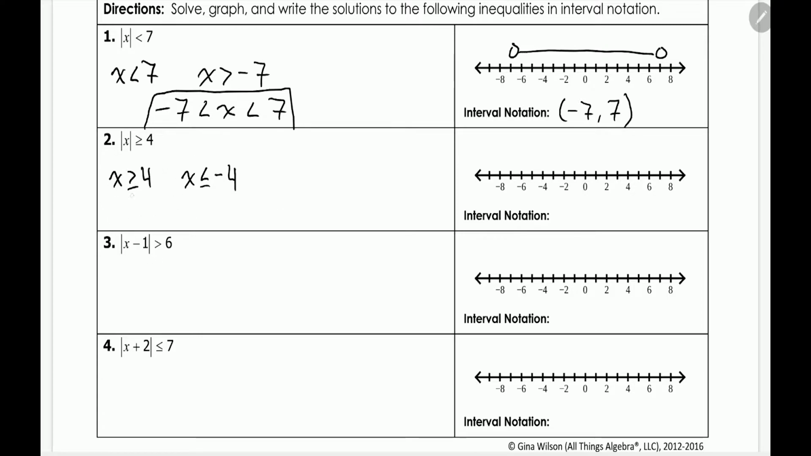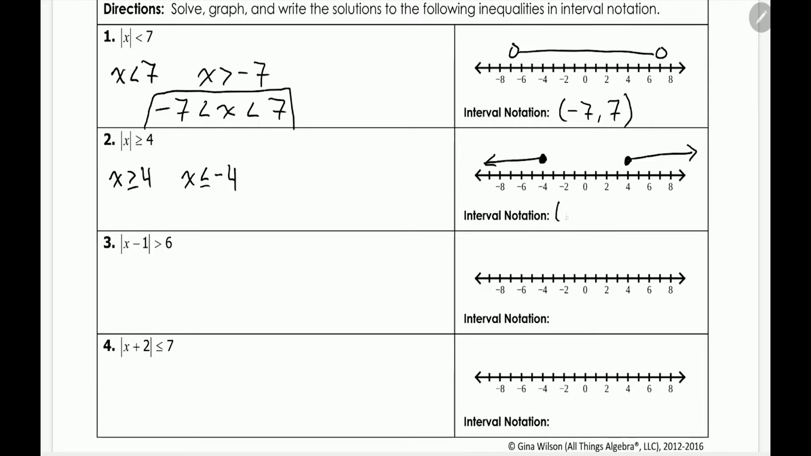So we have x is greater than or equal to 4. We go to 4. Since we have greater than or equal to, it's going to be a closed circle. And the numbers that are greater than or equal to 4 are to the right. For this one, we have x is less than or equal to negative 4. So we go to negative 4. We have a closed circle. Since it's less than or equal to, we're looking for the numbers that are less than negative 4, and those exist to the left.